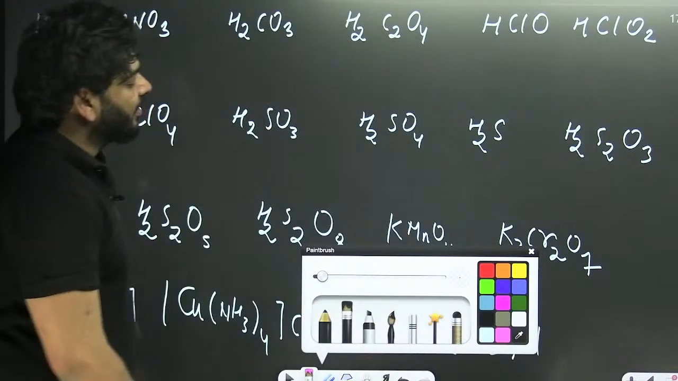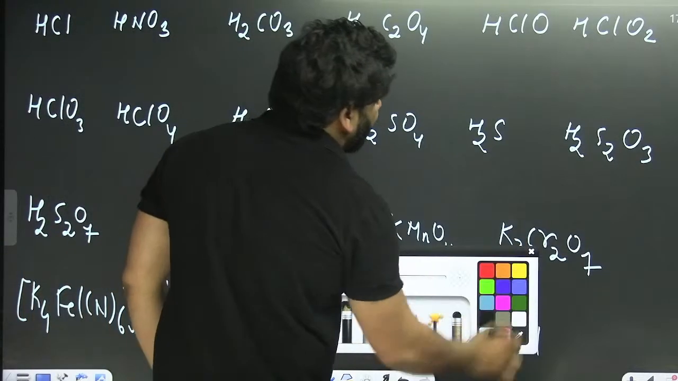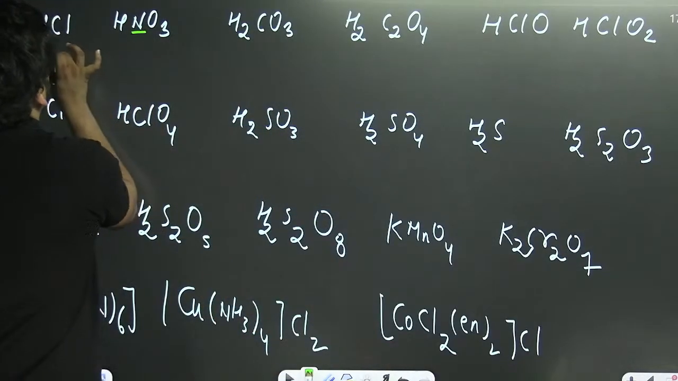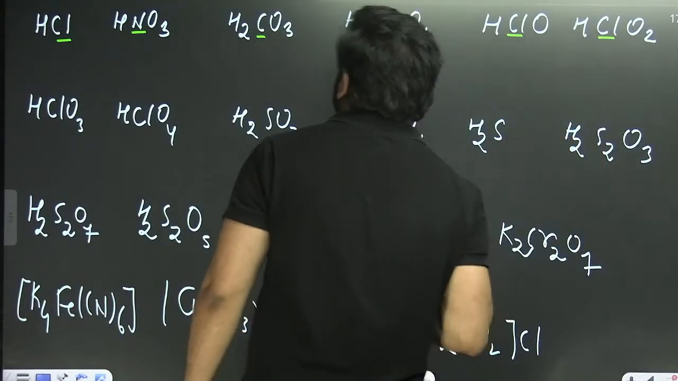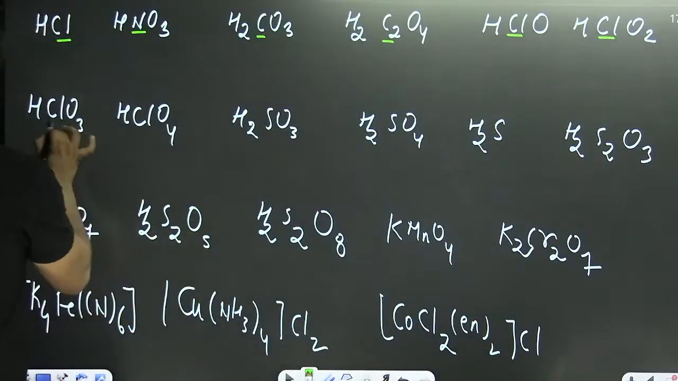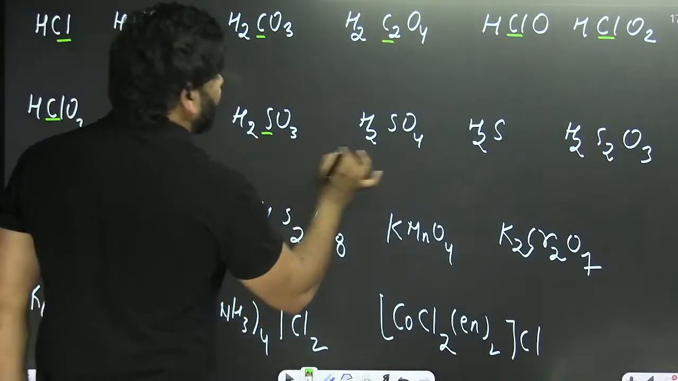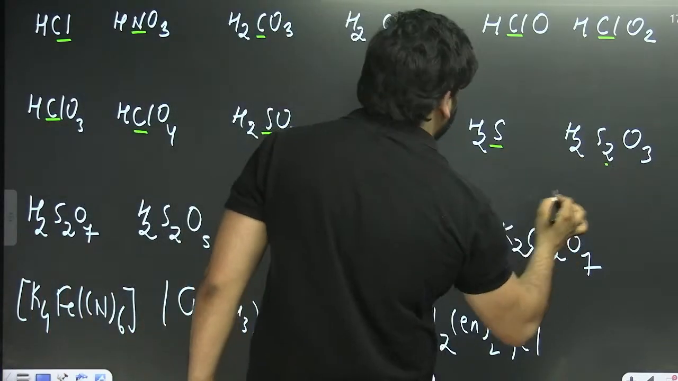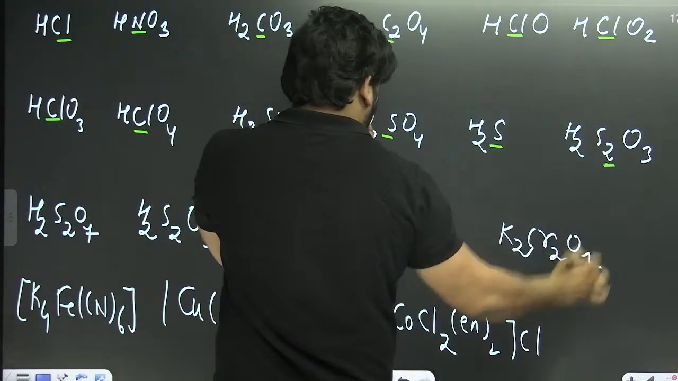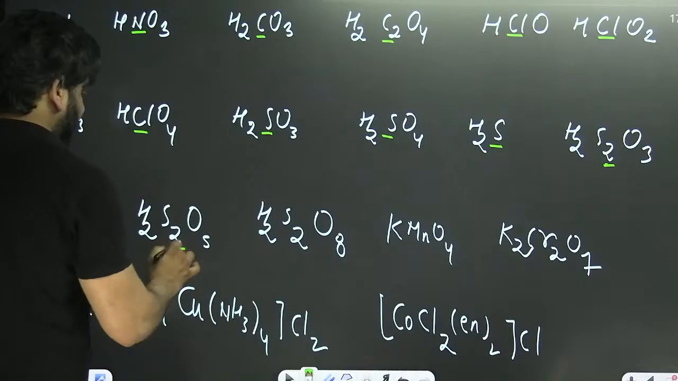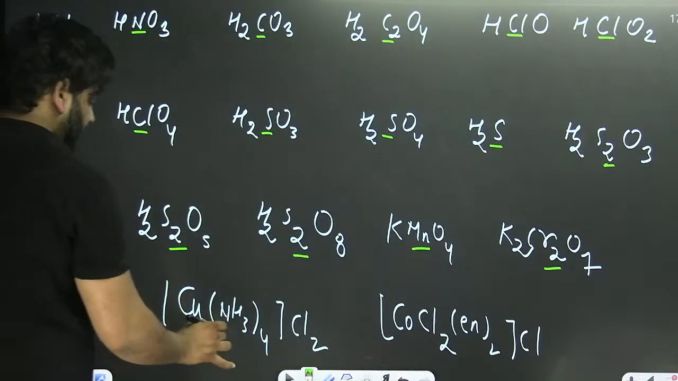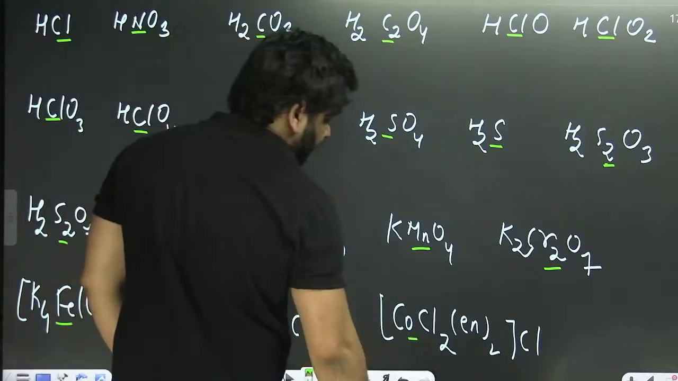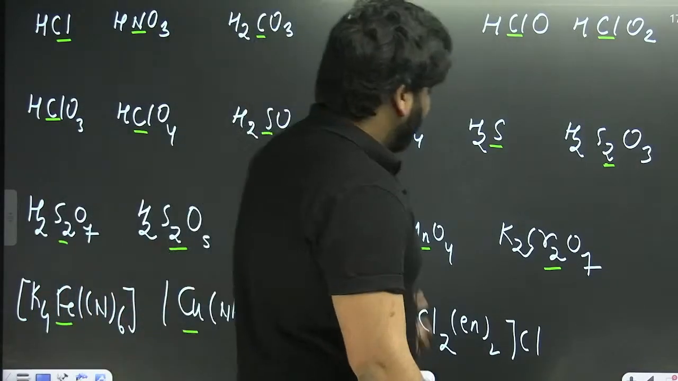So guys, I'm underlining those elements for which you have to find out the oxidation states: nitrogen, chlorine, carbon, carbon, chlorine, chlorine. For the central atom, you have to find it out. Chlorine, chlorine, sulfur, sulfur, sulfur, sulfur, then sulfur, sulfur, sulfur, manganese, chromium, iron, copper, cobalt. For all of these you have to find it out.